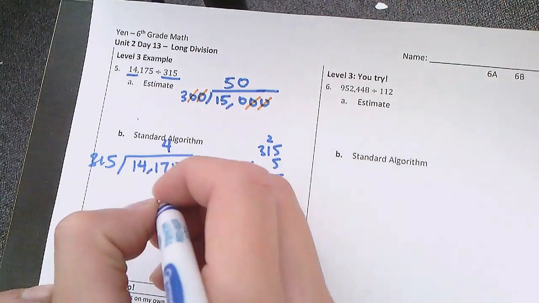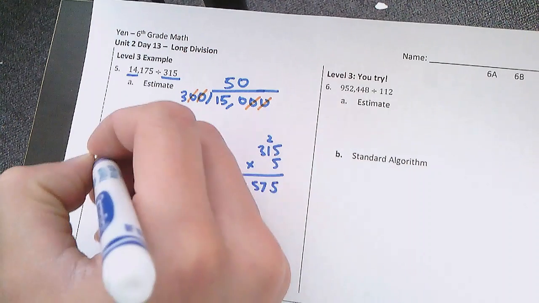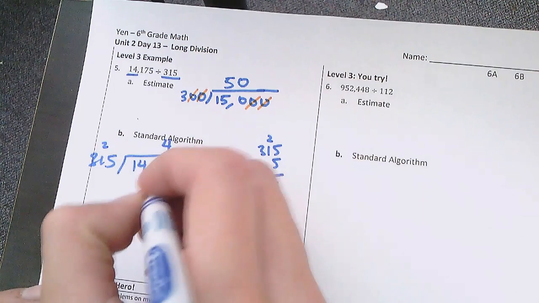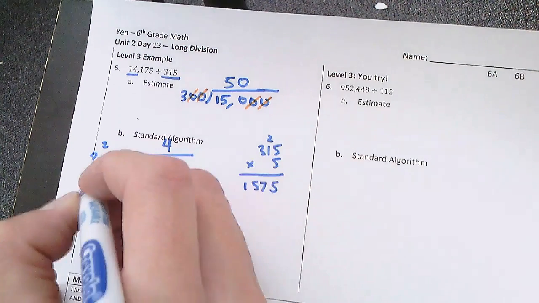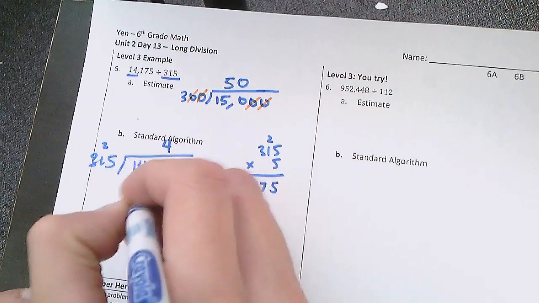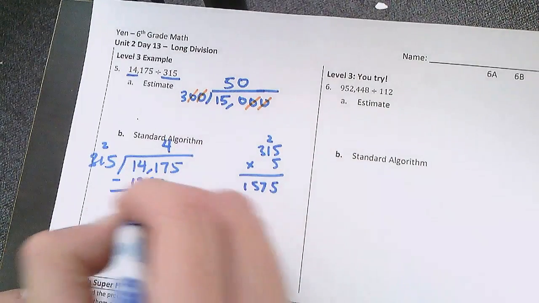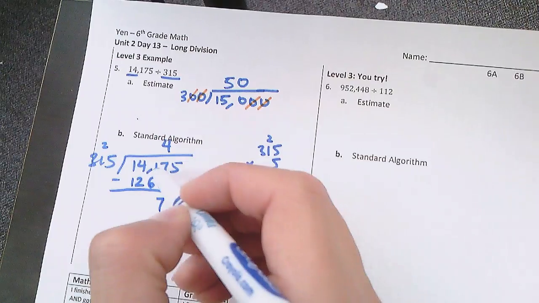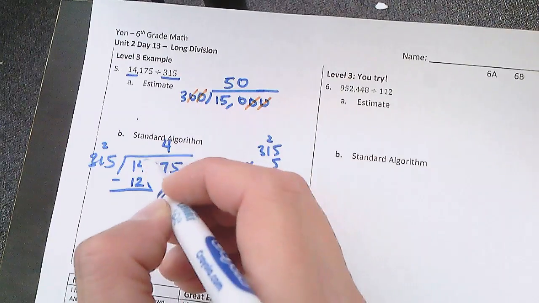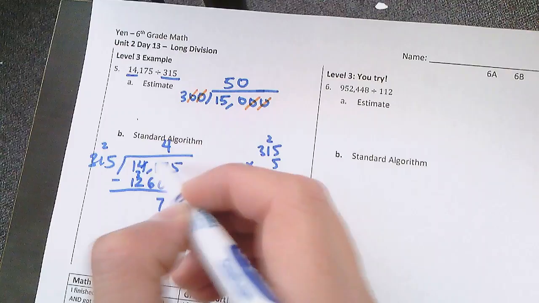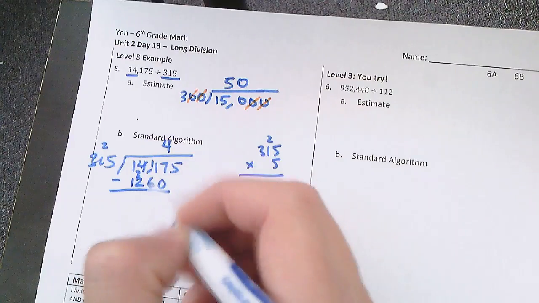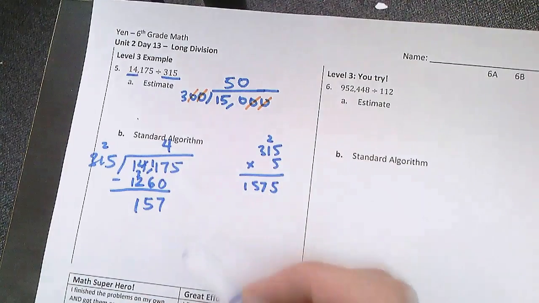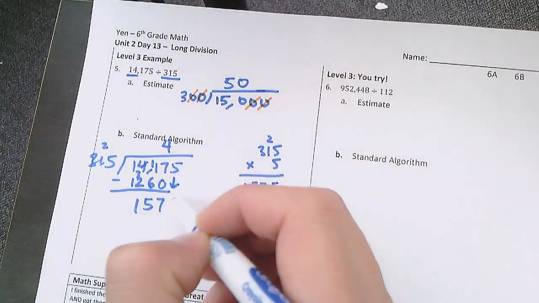4 times 5 is 20, carry the 2. 4 times 1 is 4, plus 2 is 6. 4 times 3 is 12. Okay, then we subtract this. 7 minus 0 is 7. 11, make this 3. Bring over the 1. 11 minus 6 is 5. 3 minus 2 is 1. 1 minus 1 is 0. Regroup. Bring down the 5.